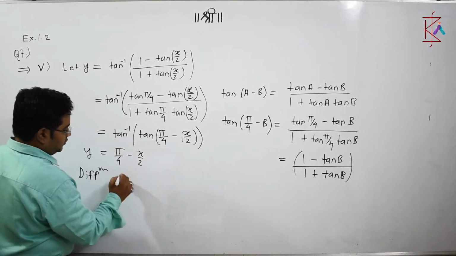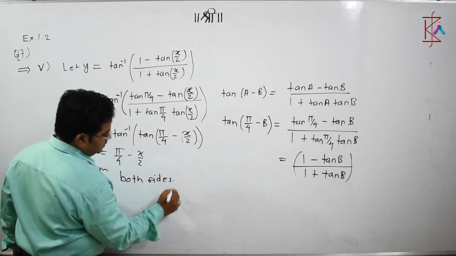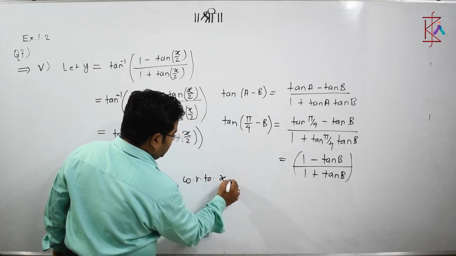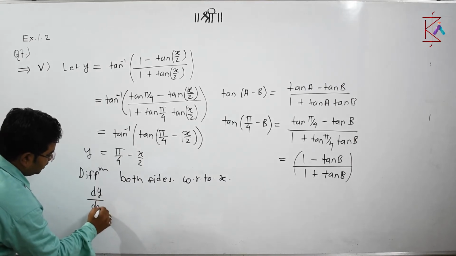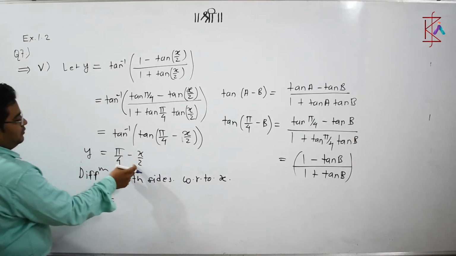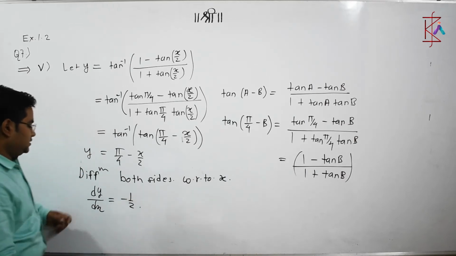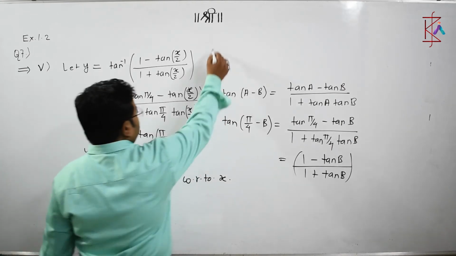So differentiating both sides with respect to x, what will happen? dy upon dx is equal to the derivative of pi by 4 minus x by 2, which is equal to minus 1 by 2, and that is our final answer. As you can see how this is working.